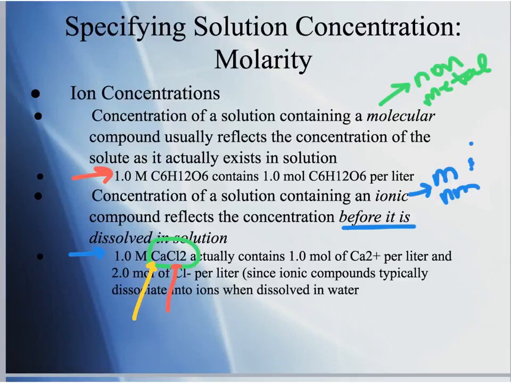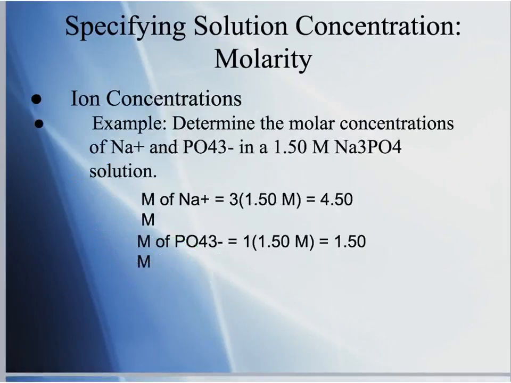ion. So this is the same thing that we talked about earlier, I think in unit 1 or 2, when we were talking about mass percent composition within a compound. Hopefully this does not look new to you, it's just a reminder. So when we're working with the concentration of a solution of an ionic compound, that concentration reflects the concentration before it gets dissolved in the solution. So let's see what this means then.